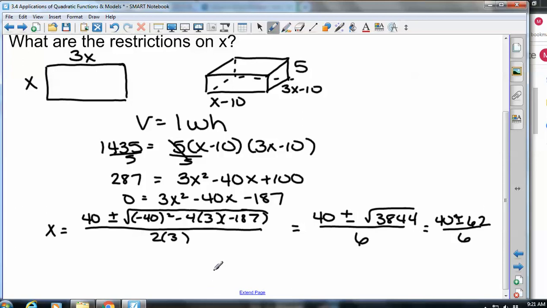Okay, so now to solve. 40 plus 62 would be 102. Divided by 6 is 17. 40 minus 62 is negative 22 divided by 6. It doesn't really come out very nice, so I'm just going to put negative 11 thirds.